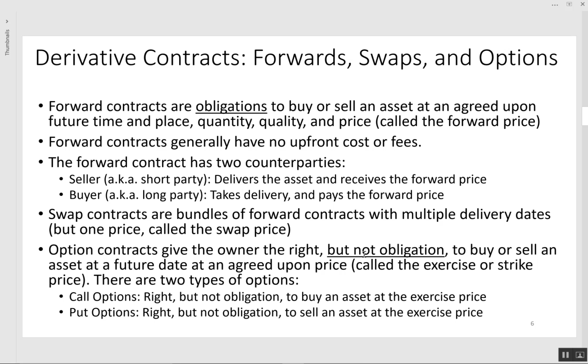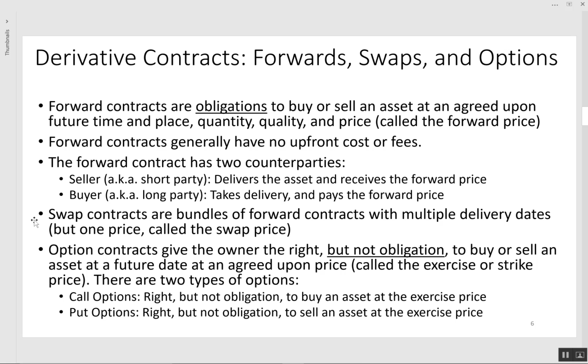Now, forward contracts generally have no upfront fees or costs. The contract has two counterparties. One of the parties would be the buyer of the commodity, and they pay the forward price. The other is the seller, and the seller delivers the asset and receives the forward price. So in the contract, you just specify who is delivering the gold, who is buying the gold, and what the price is. Now, that's a forward contract. It's just an obligation to buy or sell in the future where all the terms are set.